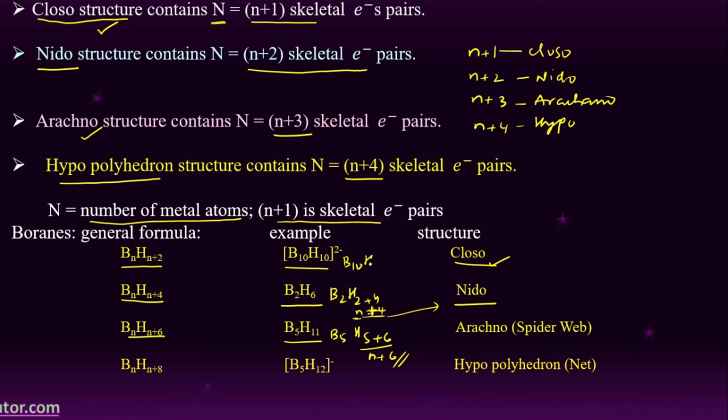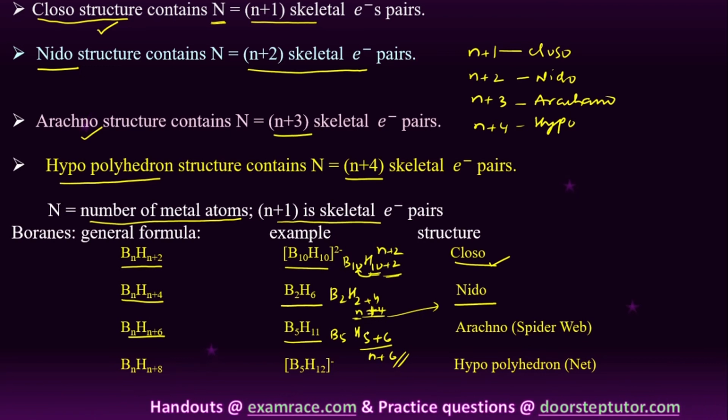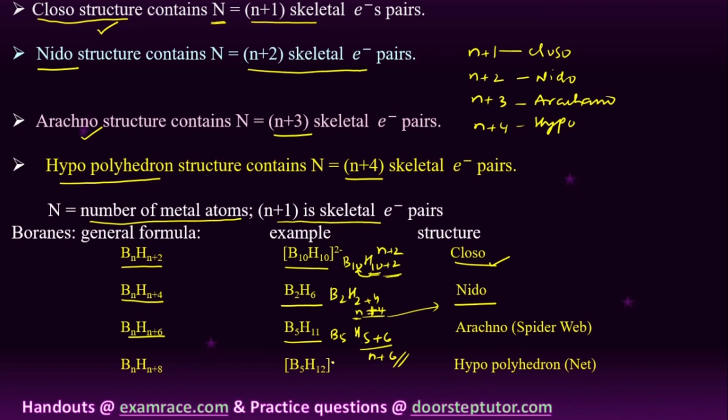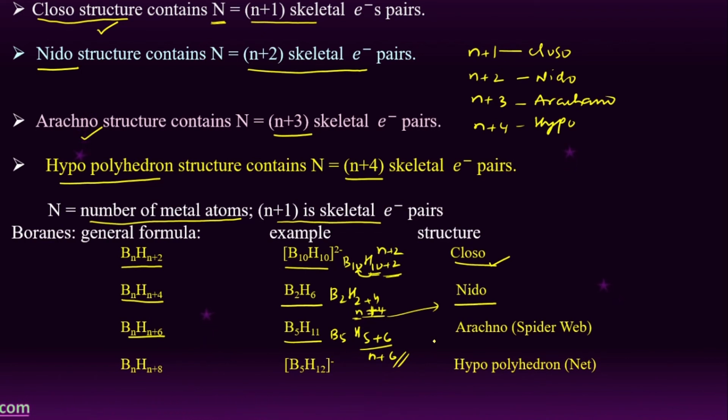For B10H10 plus 2, n is equal to 10, the boron count. So 10 plus 2 looks like n plus 2, so it is closo. By using this simple manner, we will get the structure of boranes and carboranes. Clear, student? Right. So the fourth one is BnHn plus 8.